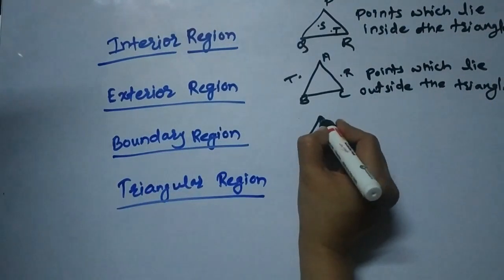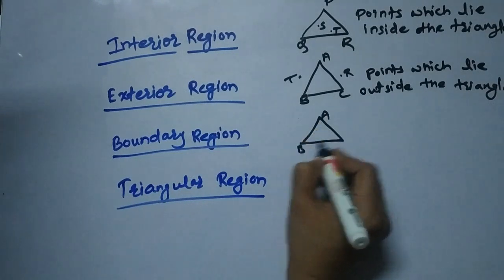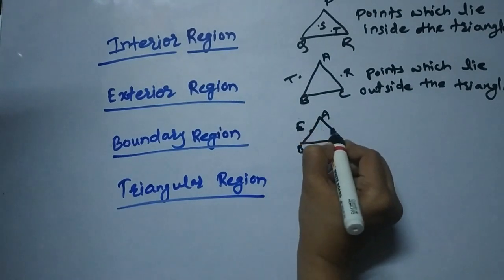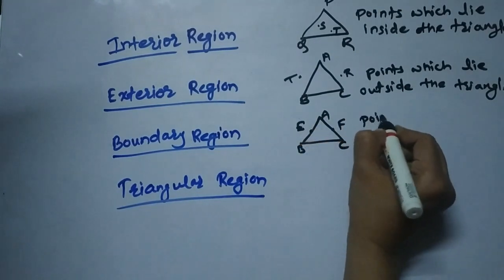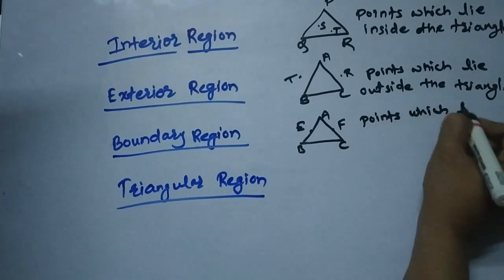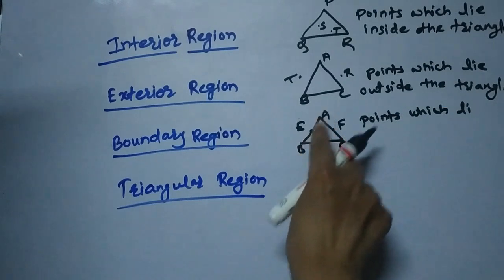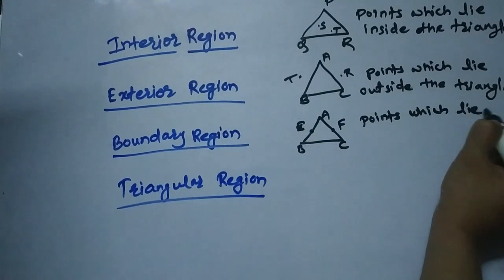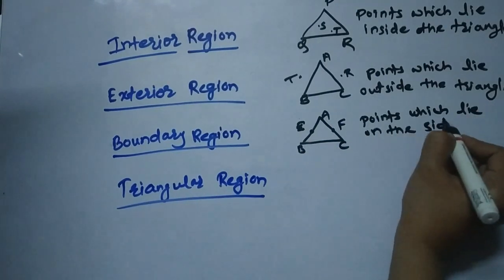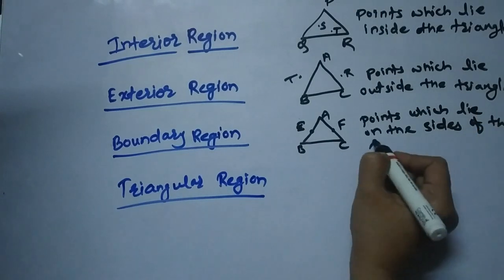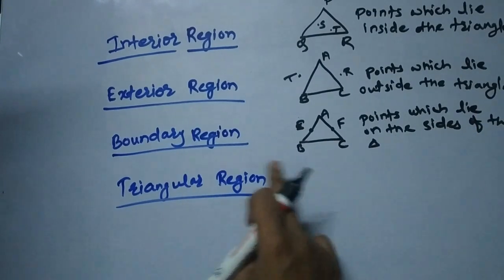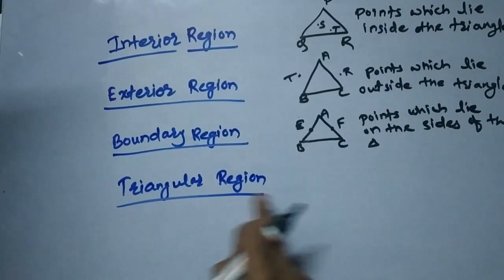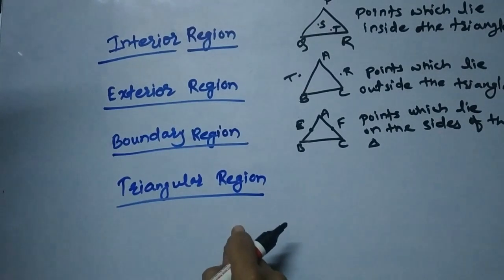And friends, some points are there which exactly lie on the boundary region. So for example, here is suppose a point E, or here is suppose a point F. So friends, points which lie on the sides of the triangle, here on the AB side the point E is there, and on the side AC the point F is there. The points which lie on the sides of the triangle, you can call them what? Boundary region. Next, we have the triangular region. So interior and the boundary together you can call the triangular region.